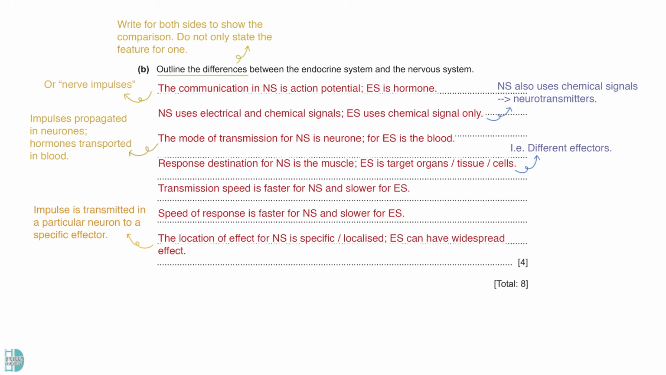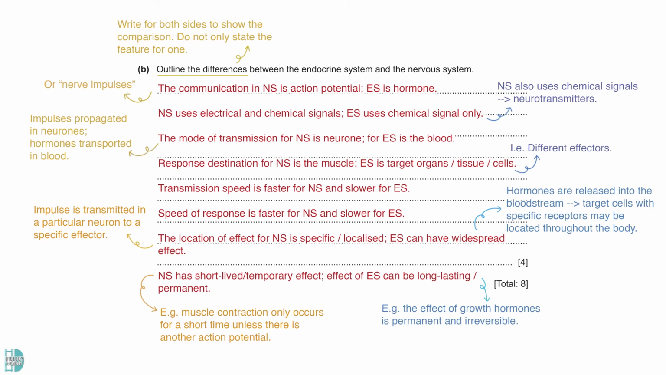The location of the nervous system's effect is specific or localized. This is because the impulse is transmitted in a particular neuron to a specific effector. The endocrine system can have widespread effects. Hormones are released into the bloodstream, and the target cells with specific receptors may be located throughout the body.